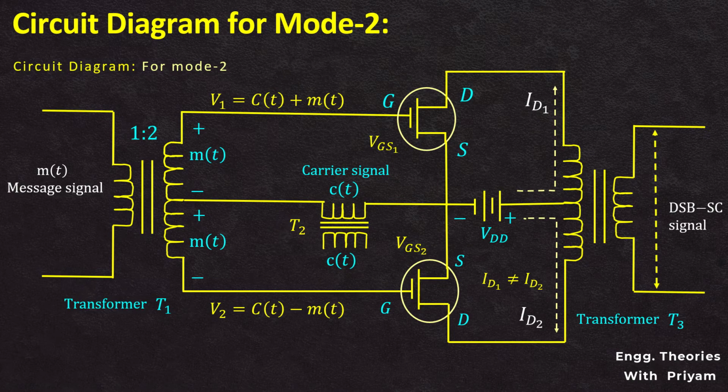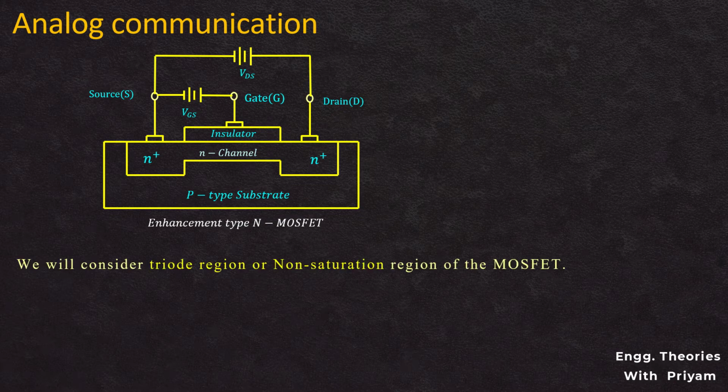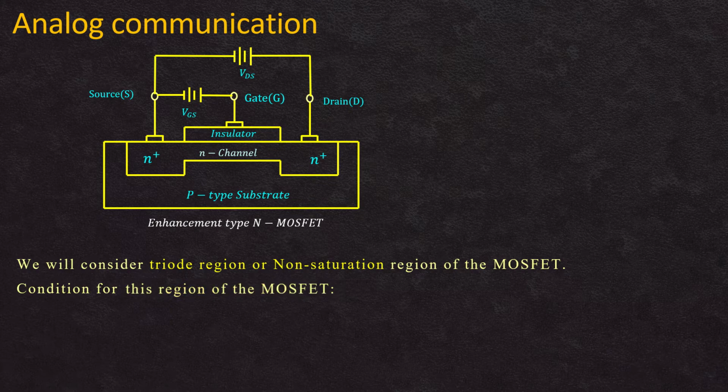Let's see the mathematical analysis for the two modes. For mathematical analysis, we will consider the enhancement type N-type MOSFET, which is shown in the figure, and we will also consider the triode or non-saturation region of the MOSFET. The condition for this region of the MOSFET is that the gate to source voltage, VGS, must be greater than the threshold voltage VT, and the drain to source voltage, VDS, must be less than the subtraction of the gate to source voltage VGS and the threshold voltage VT.